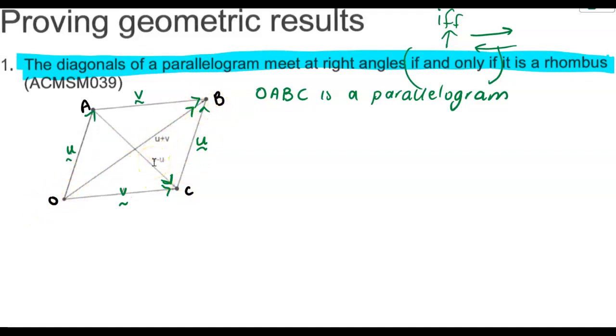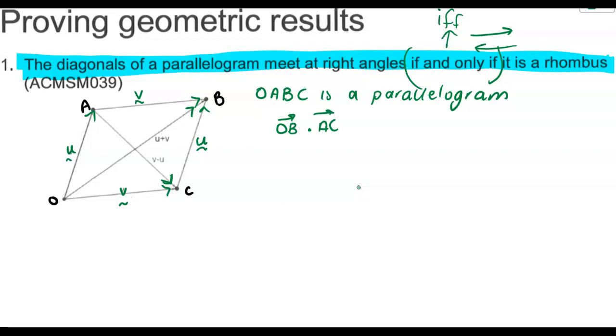So we've named those. Now, going back to what we're looking at, the diagonals of a parallelogram meet at right angles if it's a rhombus, and it's a rhombus if it's a right angle. So we need to figure out what we can do about that. When we're looking at things meeting at right angles, then we're looking at the dot product. So we want to have a look at the dot product of the diagonals. So what are our diagonals? Our diagonals are OB and AC.